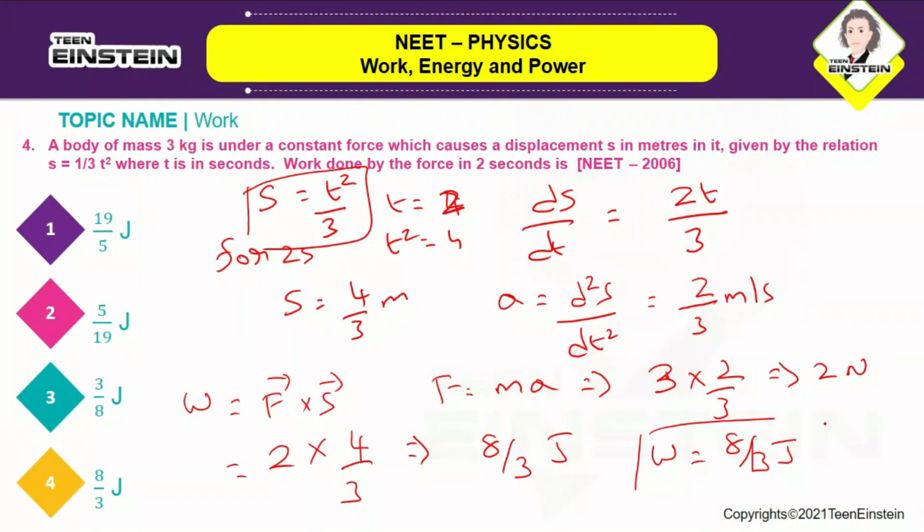So this much amount of work has to be done in order to move a body from a particular position. So the answer is option number 4, 8 by 3 joule.